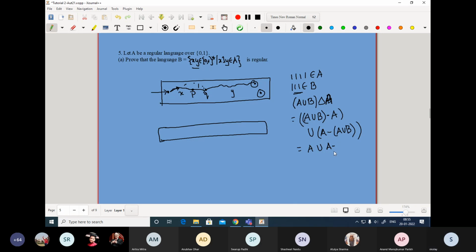Why? Ma'am, overall it would be B minus A. Okay. The second argument is A minus A union B. What will this be? Can we do this? Somebody gave some answer: it's null. Null. Okay.